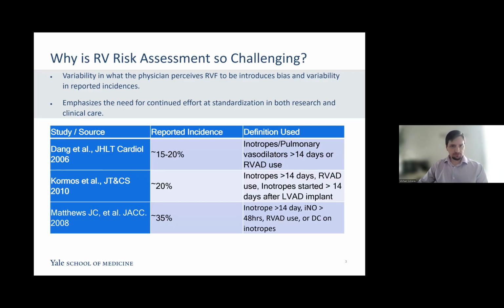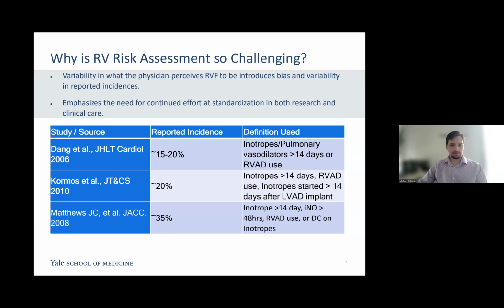So this was the reason I chose this topic overall: why is RV risk assessment so challenging, to enhance my own understanding and appreciation for what goes into what we know about it and why it's so difficult. But part of it was a lack of a unified definition of what right heart failure truly is and truly constitutes, and how to measure it, how to evaluate it, and if everyone's doing that differently, how to actually look at the data that is available and understand how some people may be recognizing it earlier versus later based on their own general understanding of what it is.